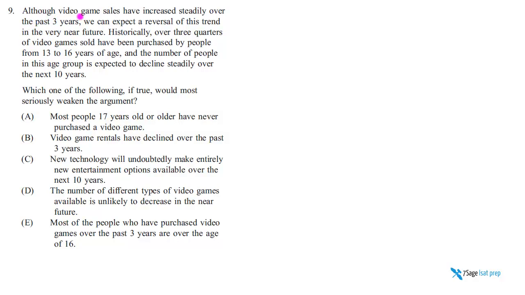Although video game sales have increased steadily over the past 3 years. Okay, let's think about this. Video game sales over the past 3 years, so year 0, year 1, year 2, that's 1, 2, 3 years, have increased steadily. We can expect a reversal of this trend in the very near future. Why a reversal of this trend? For years 4, 5, and 6, they're saying decline, right? That's where they're saying for us to expect a decline, a projected decline.